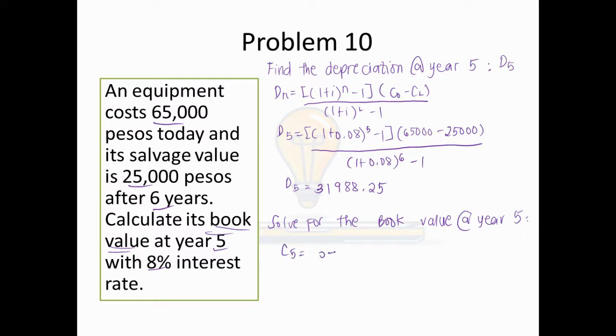So, C5 is just simply the first cost, C sub 0 minus D sub 5. So our given initial cost is 65,000 pesos minus our computed depreciation at year 5, which is 31,988.25 pesos. So meaning to say, the equipment will have a book value of 33,011 pesos and 68 centavos. Yan. So, yan na lang yung remaining value niya after 5 years.